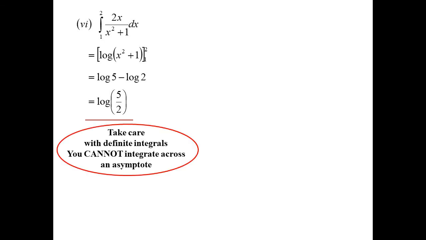Let's do a definite one here. So the denominator is x squared plus 1. Derivative's already there. So I don't have to create the derivative. So I end up with the log of x squared plus 1. And again, notice I didn't have to worry about absolute value there because x squared plus 1 is always going to be positive. Sub in the 2, sub in the 1, and play with our log laws. We get our answer of log 5 on 2. When you are dealing with definite integrals, remember you can't integrate across the asymptote, the discontinuity.